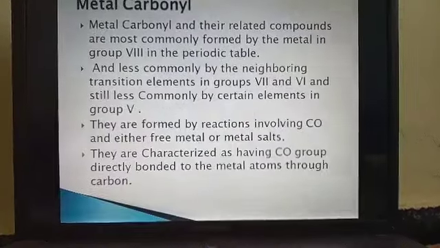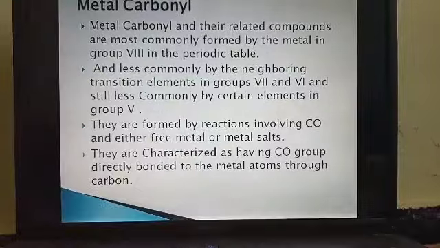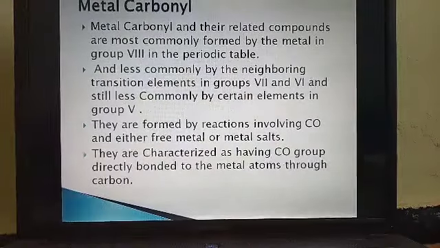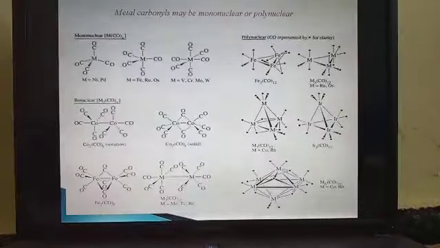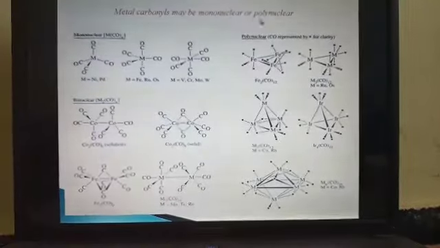Then they are formed by reactions involving carbonyl with either free metal or from metal salts. They are characterized by having a CO group directly bonded to the metal atom through a carbon. So there are two different types of metal carbonyls. One is mononuclear, another one is polynuclear.